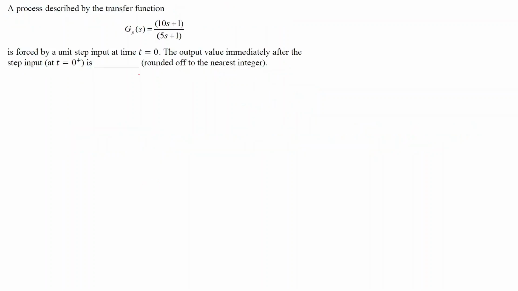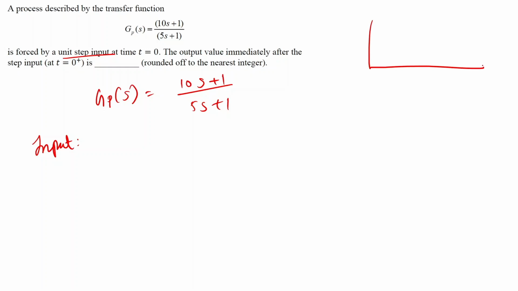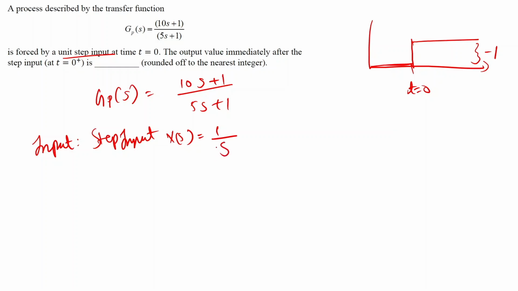In this question we have been given the transfer function Gp(s) = (10s + 1)/(5s + 1), and then we are providing the unit step input. So if this is our steady state, at time t = 0 we are providing the step input. The magnitude of this input is 1, so we can write the input as x(s) = 1 × 1/s. This will be our input.